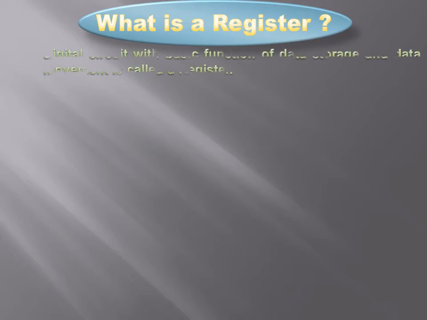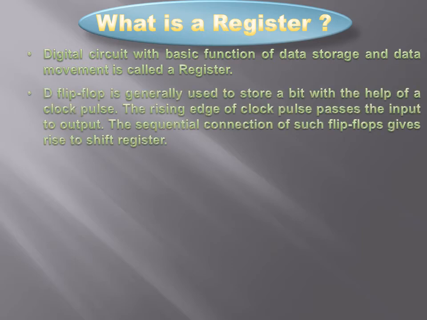What's a register? A digital circuit with basic functions of data storage and data movement is called a register. The flip-flop is generally used to store a bit with the help of a clock pulse. The rising edge of the clock pulse passes the input to output. The sequential connection of such flip-flops gives rise to a shift register.